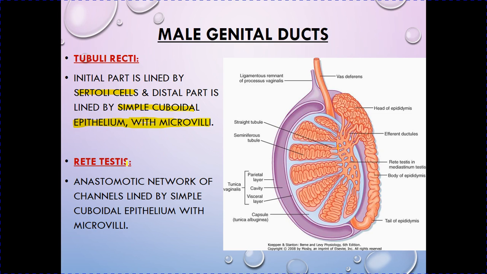Then you have rete testis. Rete testis is actually an anastomotic network of channels. Again, it is lined by simple cuboidal epithelium with microvilli. So it's quite simple. Straight tubule as well as rete testis, both are lined by simple cuboidal epithelium.